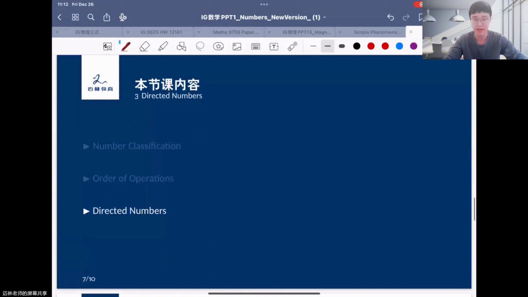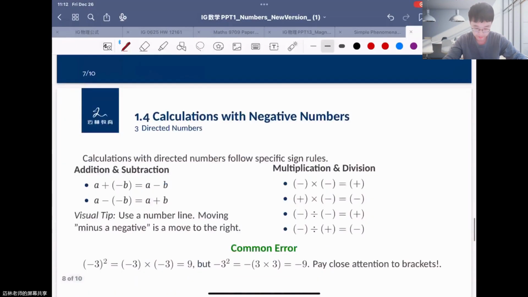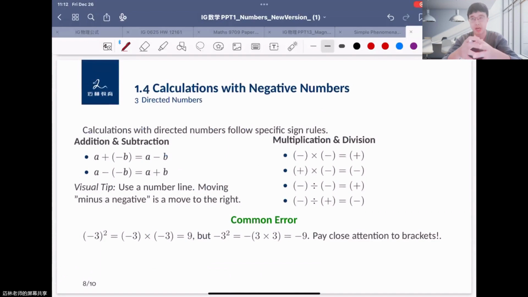And the last part is about directed numbers. So we are moving on to directed numbers. We have already learned how to calculate with numbers, right? And here are some formulas for you to understand. Here we have addition and subtraction. We have a plus a bracket, and in the bracket, we have negative b. After we calculate that, it is a minus b.